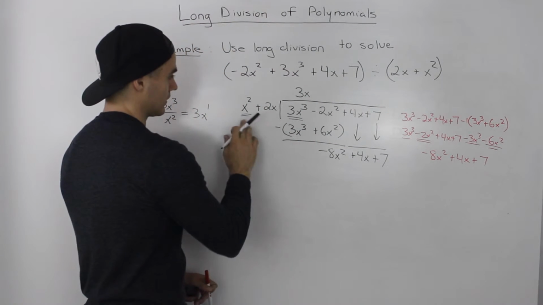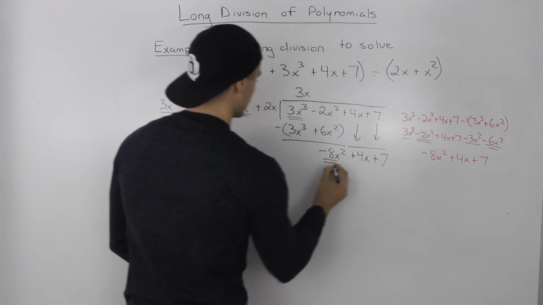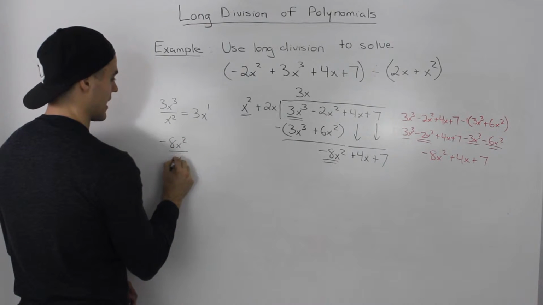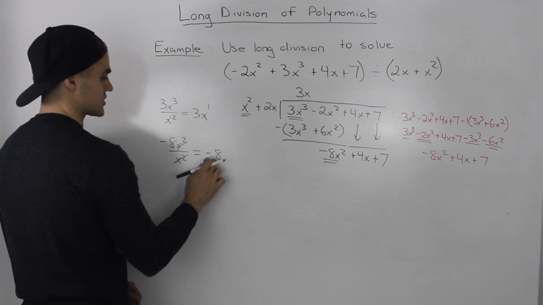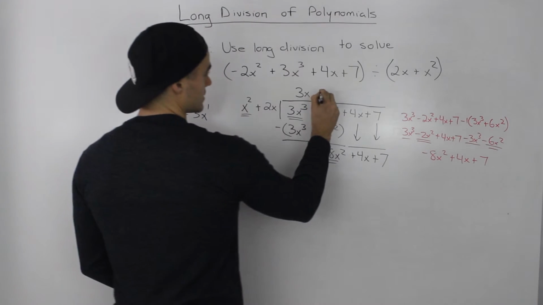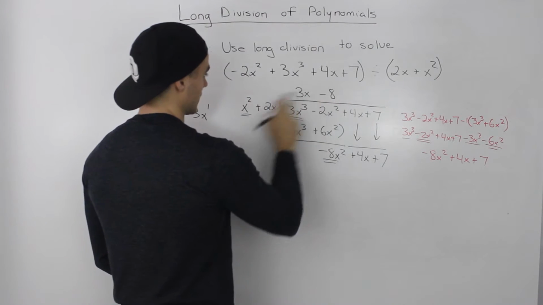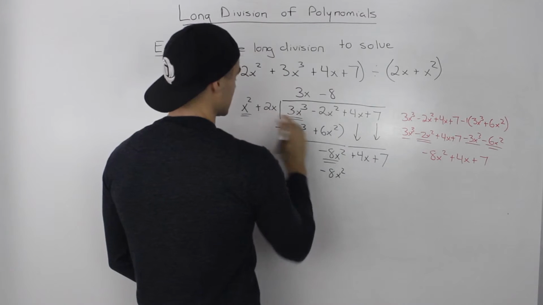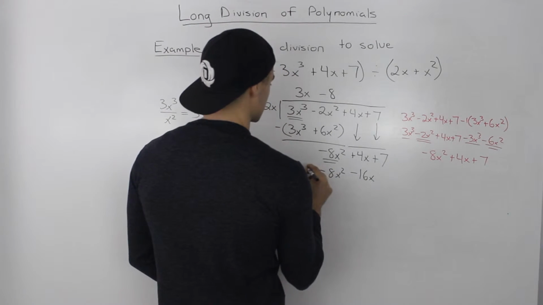Next step, we find out how many times x squared can go into negative 8x squared. So if we do that on the side, negative 8x squared divided by x squared, well, the x squareds will just cancel out and we just end up with negative 8. So negative 8 goes here. Take the negative 8 and multiply by the divisor, so negative 8 times x squared is negative 8x squared, and then negative 8 times 2x is negative 16x.